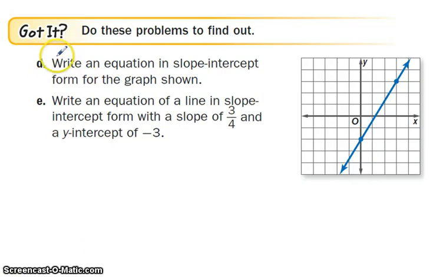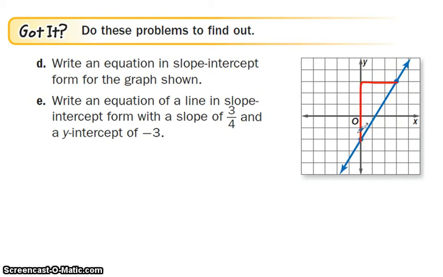All right, now it's your turn. The first thing you have to do is write an equation from this line. Then E, write an equation when they tell you what the slope and the y-intercept is. So go ahead and pause the video and try these two problems. Okay, so let's look at D. Write an equation in slope-intercept form for the graph. If we take a look, the first thing we're going to have to do is find our slope. So let's make our triangle.